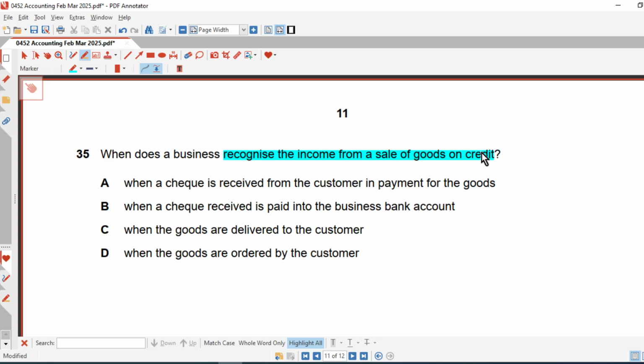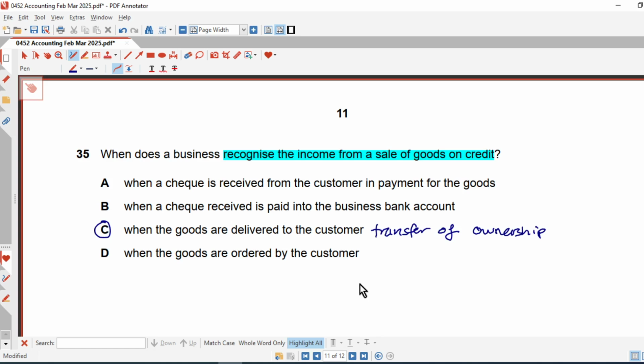So the correct answer should be when the goods are delivered to the customer. That's where you can recognize a sale. So it's actually when you've done the transfer of ownership, right? So you send the goods to the customer, the ownership has transferred. That's when you can recognize a sale.